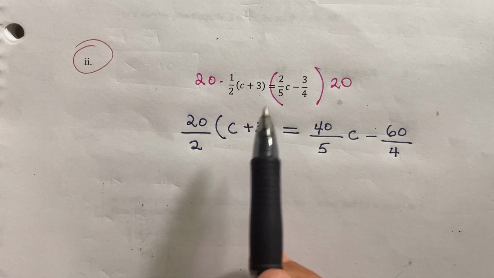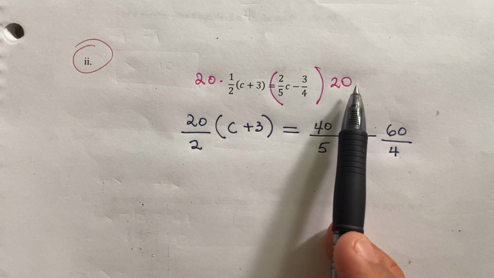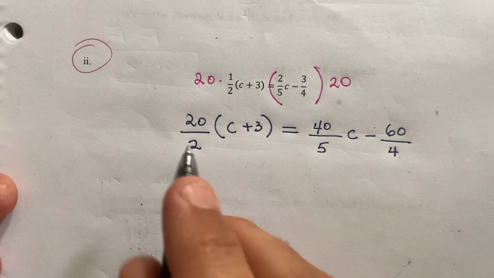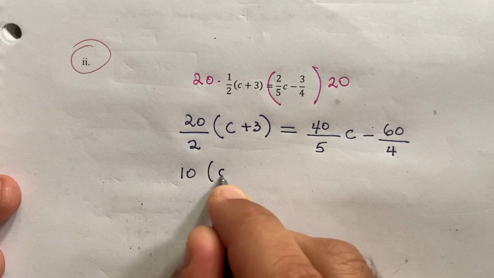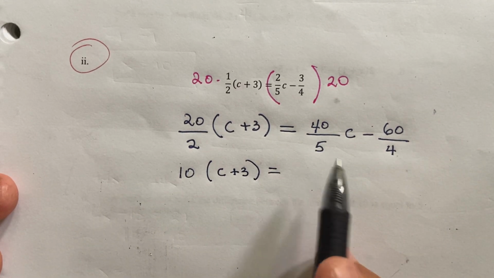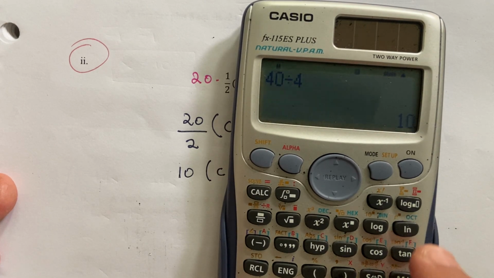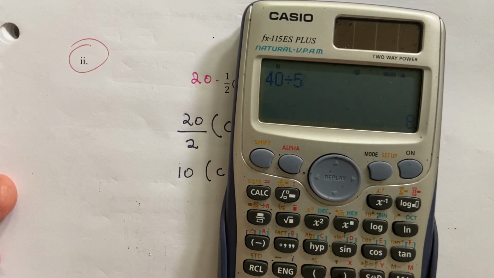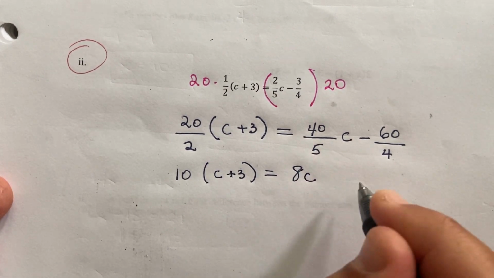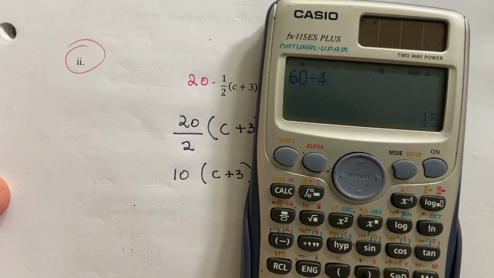And then the purpose of that 20 is all of these numbers, the 2, the 5, and the 4, all evenly divide into that 20. So at this step here, we can see, oh, I just have a 10 and then times c plus 3. I still need to do that. Equals 40 divided by 5. Feel free to use your calculator on stuff like that. I did 40 divided by 4. Let's try that again. So we get an 8. So that'll be an 8c minus 60 divided by 4, 15.